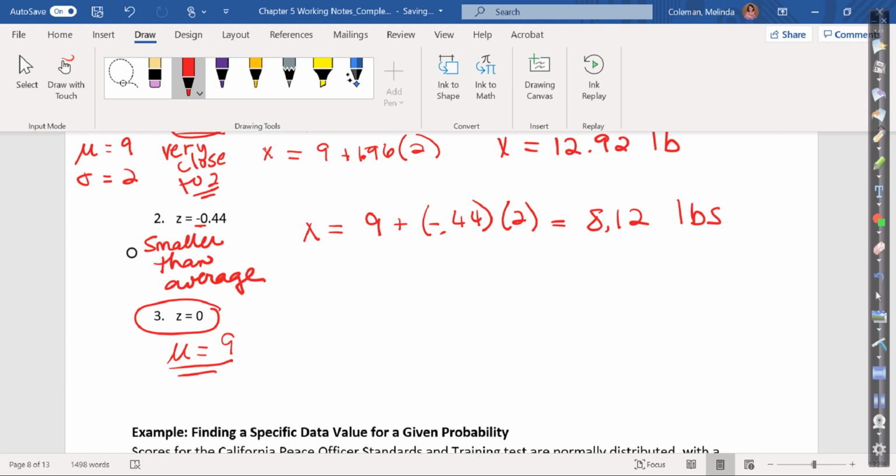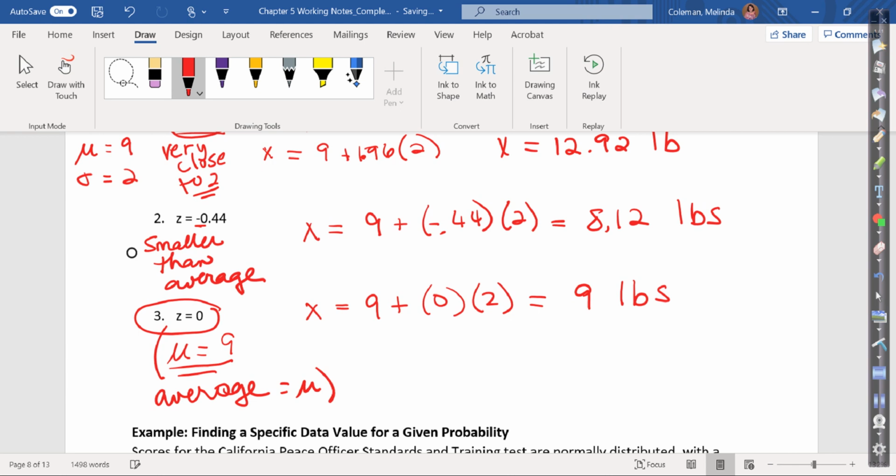Now, of course, you can calculate it out. You would have X equals 9 plus 0 times 2. 0 times anything is 0. So that's just 9 pounds. So when Z is 0, this means the average, or mean.